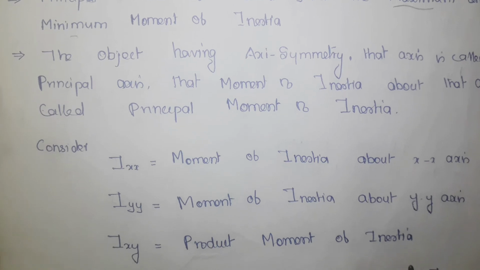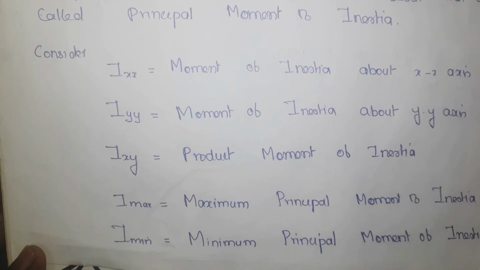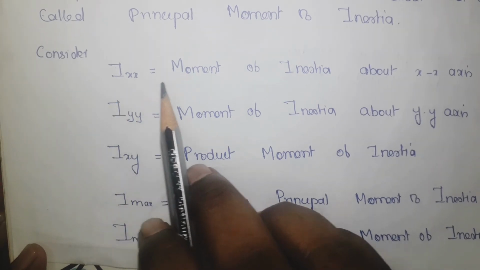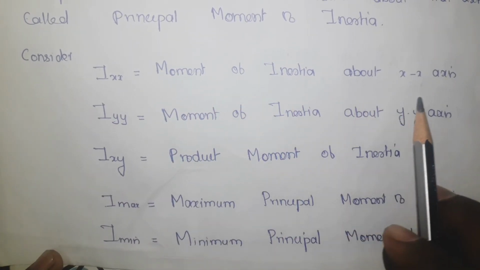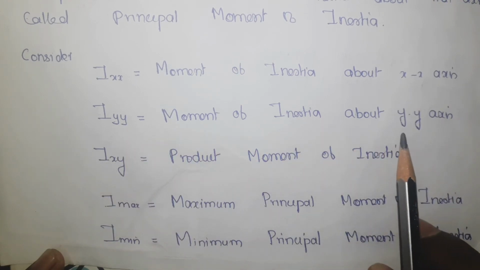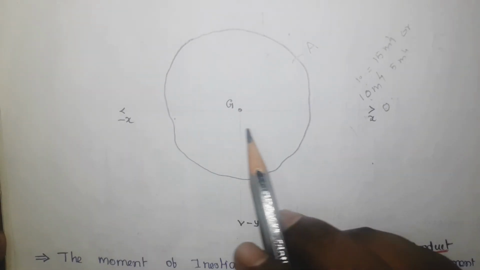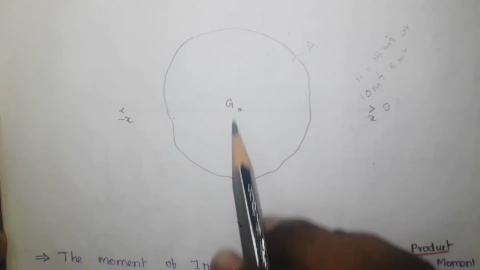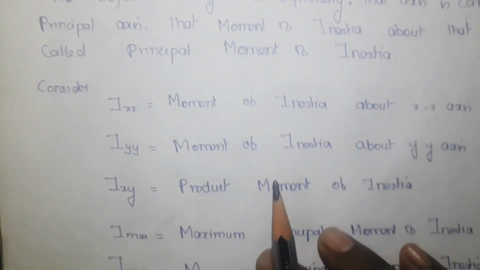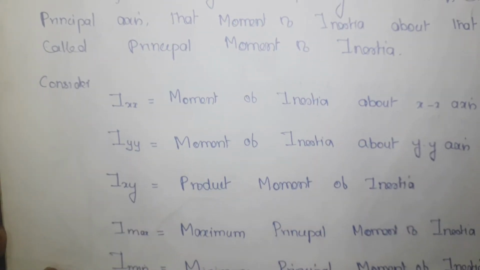Now let us go to the variables which are used in principal moment of inertia. The first variable, let me take Ixx, which is nothing but the moment of inertia about the xx axis, then Iyy, which is the moment of inertia about the yy axis. Okay, let me take this object again. So this is the xx axis and this is the yy axis. Now the corresponding product moment of inertia is Ixy.